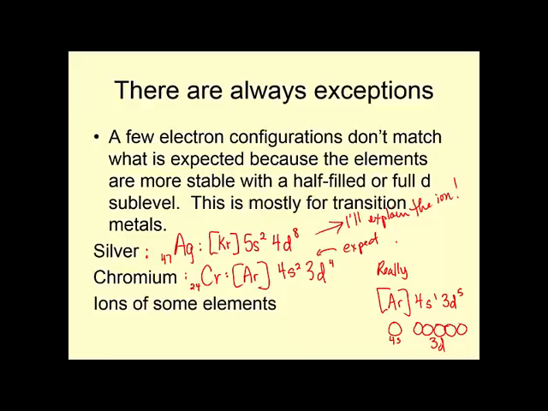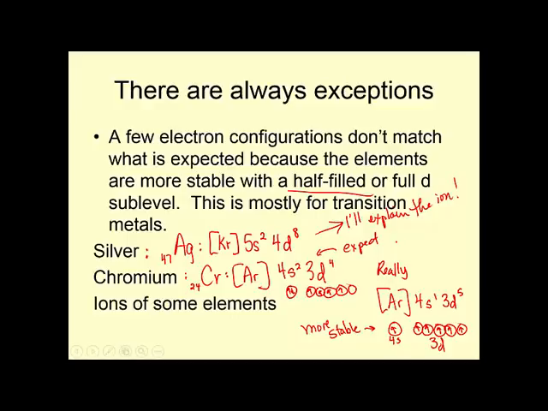4s1, 3d5 will look like this. And this is more stable, and there's data to support that this configuration is more stable than this one. So this is more stable when chromium has 1 electron in the 4s orbital, and then 5 electrons half fill the 3d sublevel. And we'll look at ions in class with silver.